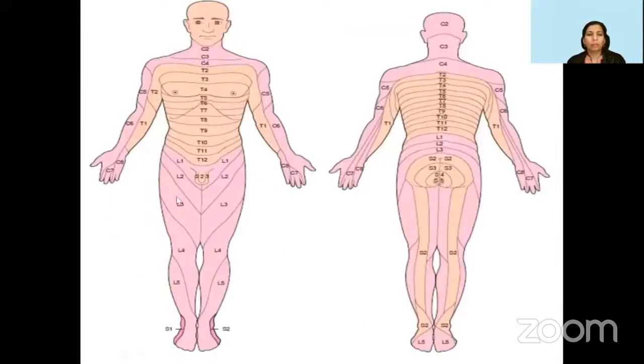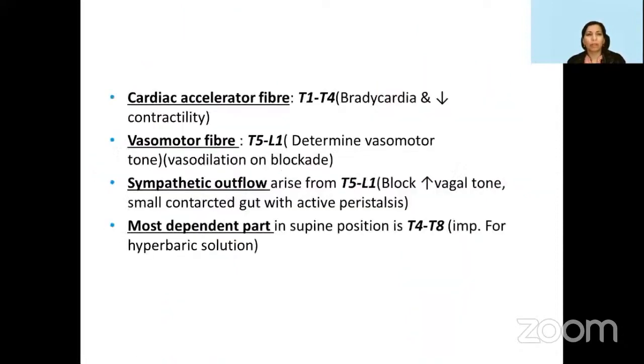In the surface anatomy, note that the thoracic nerves supply almost the whole of the thorax and the abdomen, whereas the lower limb is supplied by the lumbar and the sacral nerves. Cardiac accelerator fibers arise from T1 to T4, and the blockade produces severe bradycardia and decreased contractility. Whereas T5 to L1 dermatomes include the vasomotor fibers and the sympathetic outflow.